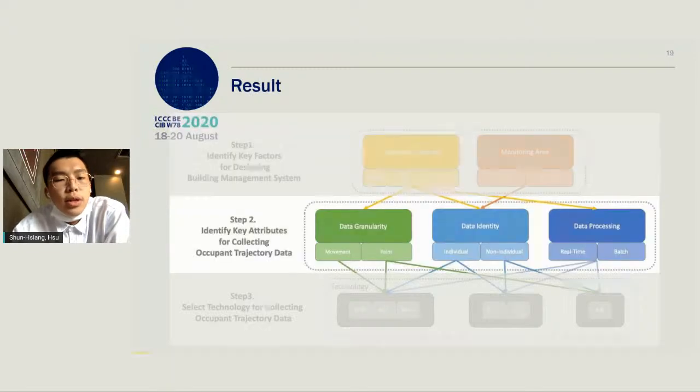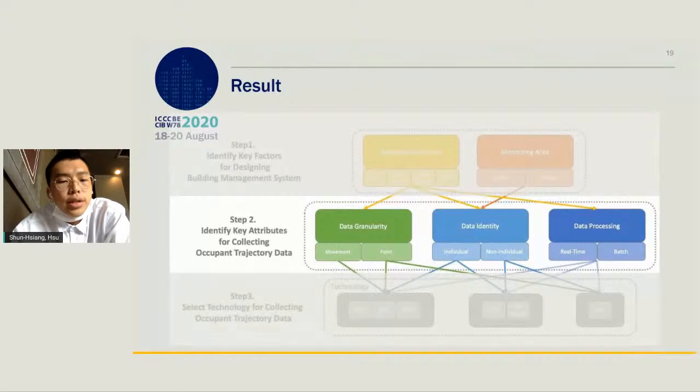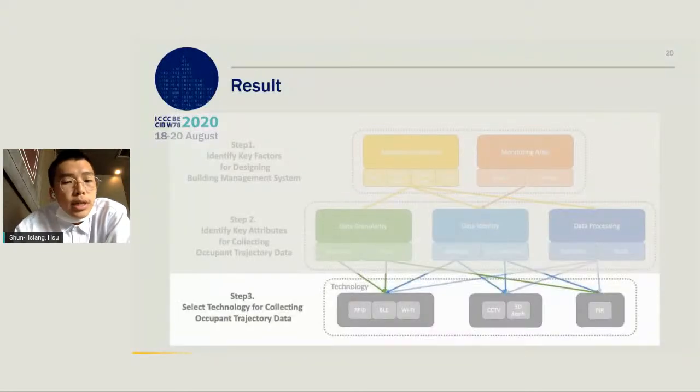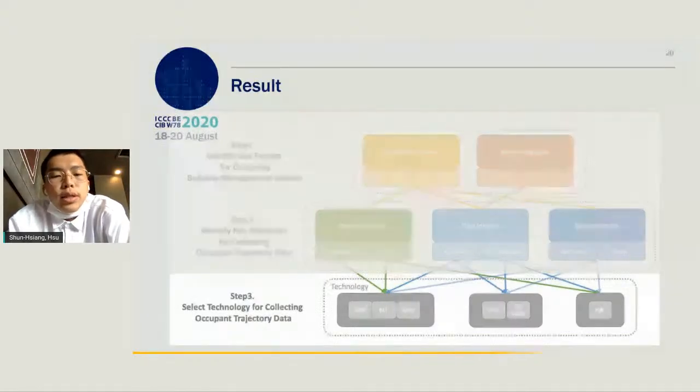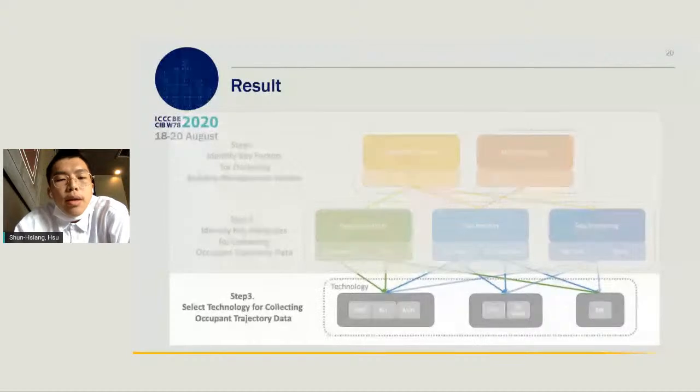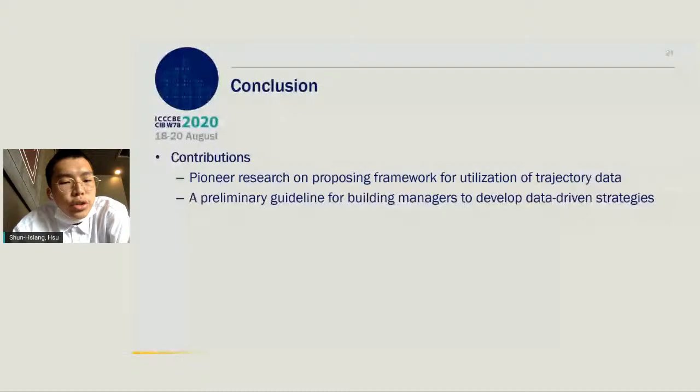And then after the purpose is defined, in step two, we should determine the requirements of data. For example, the manager might want the actual schedule of the building to reach energy saving. In that way, point in data granularity should be sufficient. Non-individual information in data identity is necessary, and batch in data processing is needed to summarize the upcoming changes. And in the final step, proper technology for collecting data should be selected. As shown above, there are radio frequency based, vision based, and motion based methods for monitoring in the reviewed papers. Above all, the procedural framework based on analysis of papers should give a clear guideline for building managers.